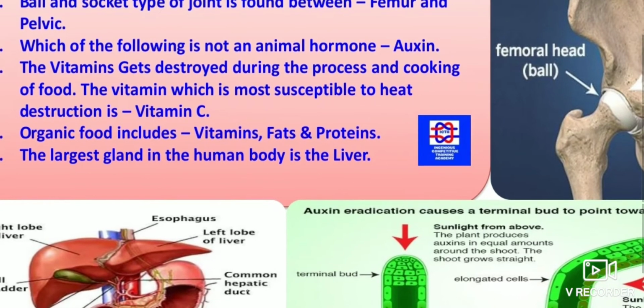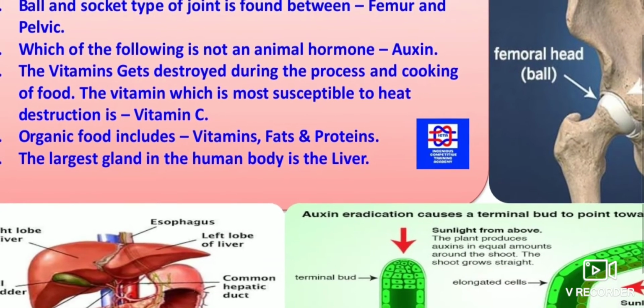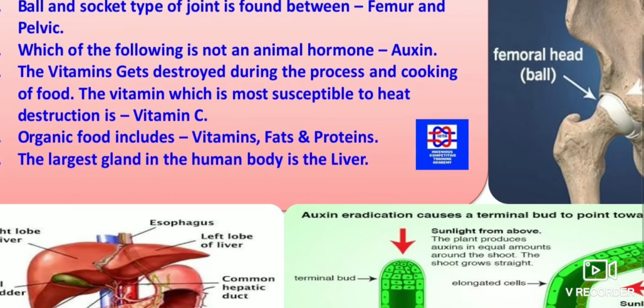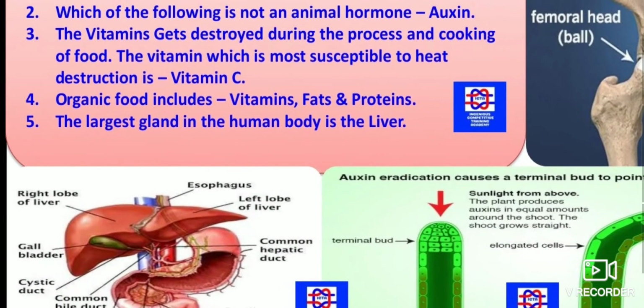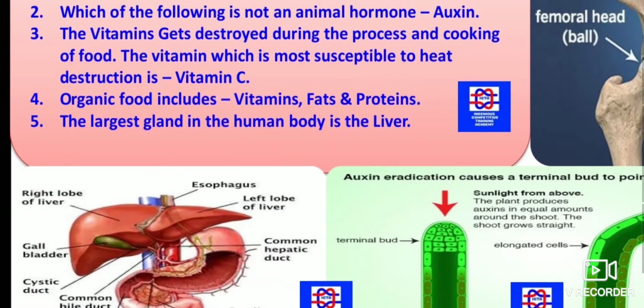So the vitamin gets destroyed during the process of cooking food. The vitamin which is most susceptible to heat destruction is vitamin C. As you can see, vitamin C is the one which gets destroyed during the cooking of food. For example, with citrus foods, if you start cooking them for a long time, vitamin C is susceptible to heat destruction, so it is destroyed earliest.